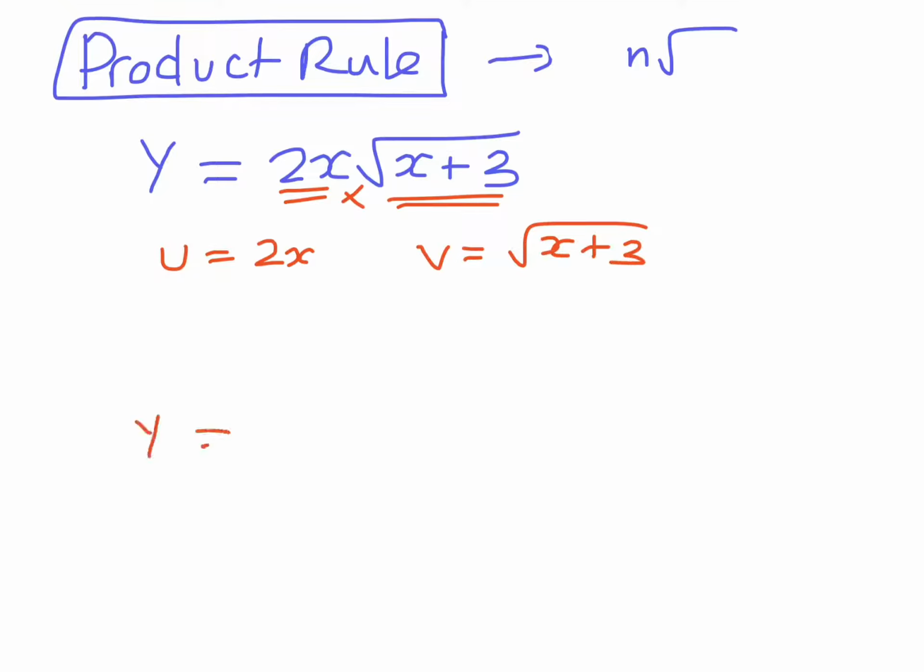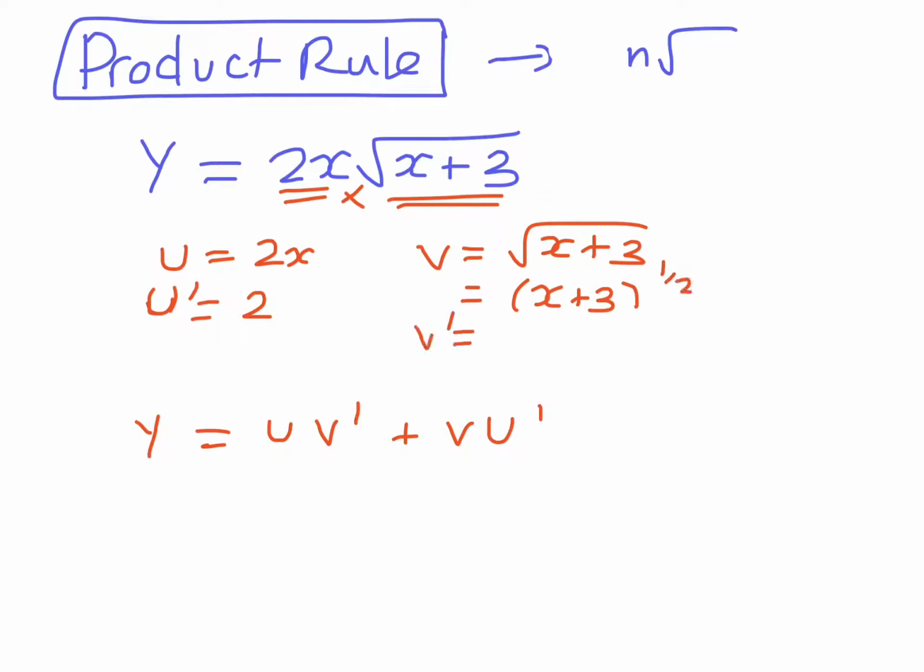Now the product rule is u v dash plus v u dash. So I've got to set it up first. We need to find u dash. So u dash is pretty simple. The derivative of 2x is just 2. And v equals x plus 3 to the power of a half. V dash, the half comes down the front. Then you've got x plus 3. And then it's a half take away 1.